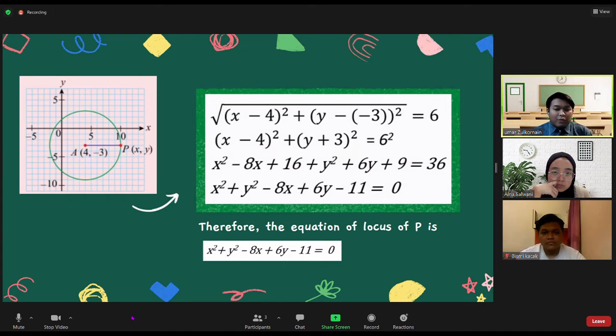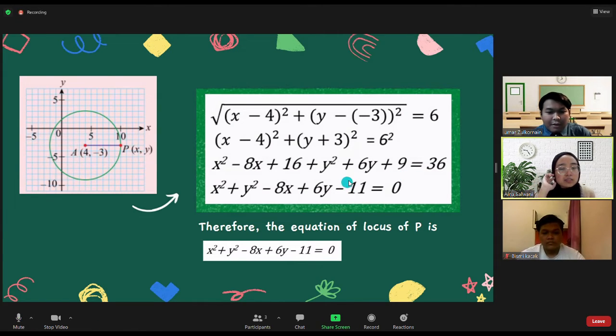You can expand the equation, then you will get x to the power of 2 minus 8x plus 16 plus y to the power of 2 plus 6y plus 9 equals 36. Clear so far, students? Yeah. Alright, very good.